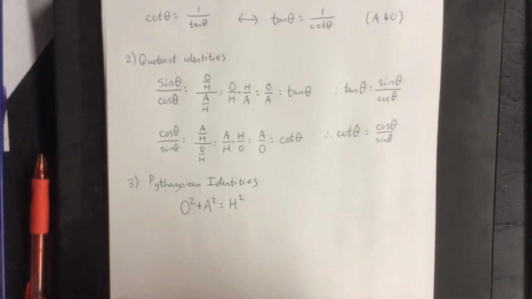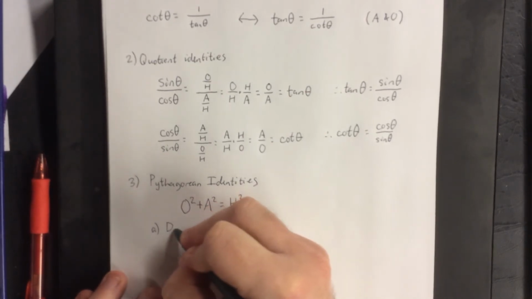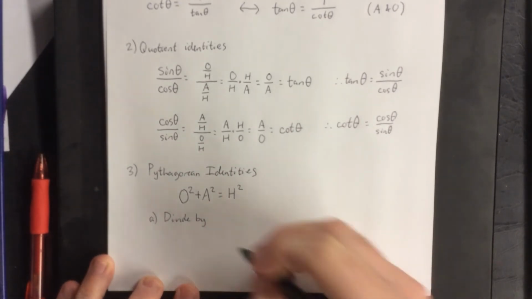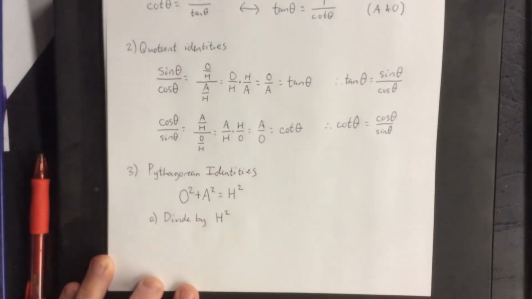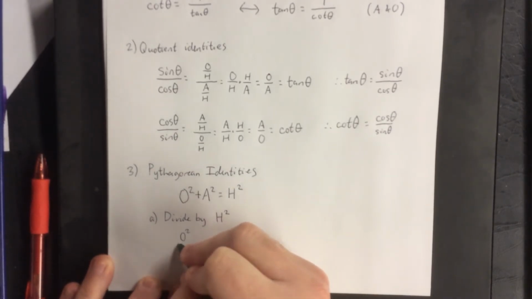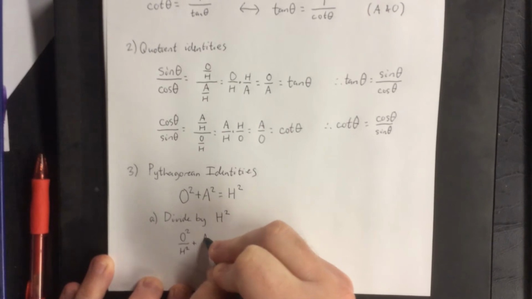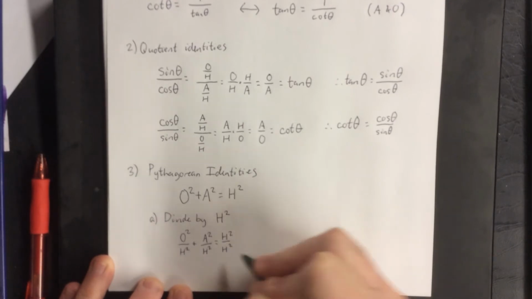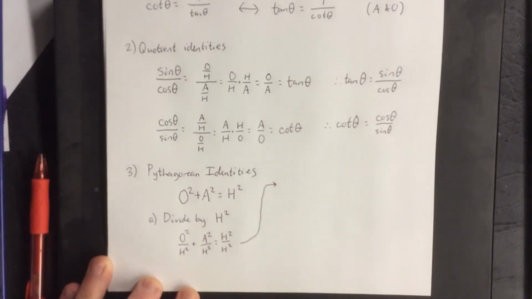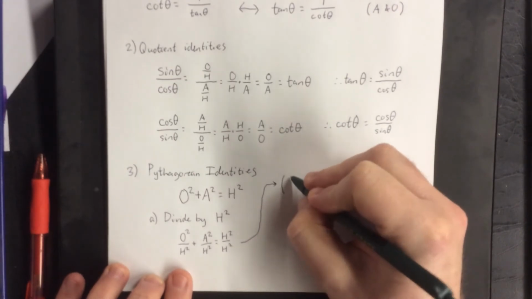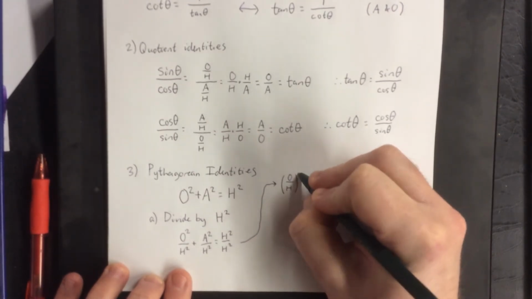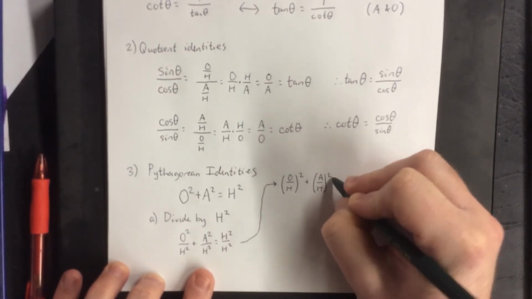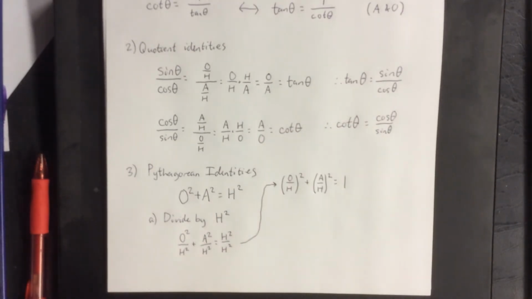The 3 different Pythagorean identities that can be created come from dividing by one of the 3 terms present in the Pythagorean theorem. So for example, if I wanted to divide by H squared, I would get O squared over H squared plus A squared over H squared is equal to H squared over H squared. We'll continue to simplify. O squared over h squared, I can factor out the square and call this O over h. Factor out the square here, we'll call that A over h. And then h squared over h squared will simply be 1.